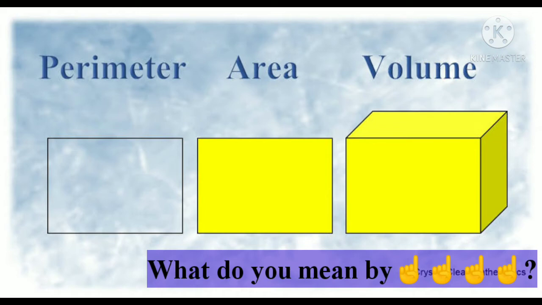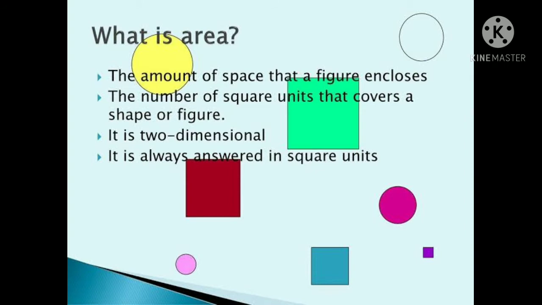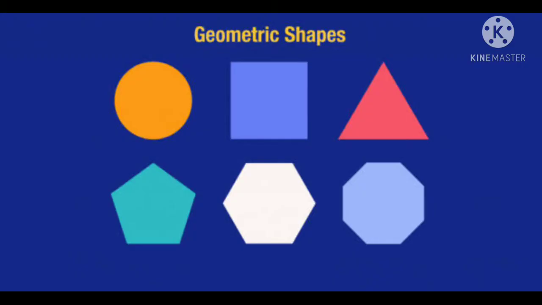We know perimeter, area and volume, but what are they? These are the three. Today we will study the area. So what is area? Area is nothing but the amount of space that a figure encloses. Whatever the figure encloses, that is the area. It is the number of square units that covers a shape or figure. It is two-dimensional. You will not get three-dimensional here, only a two-dimensional surface, and it is always answered in square units. So whatever answer you get, you have to write in square meter or square centimeter or square kilometer, anything.